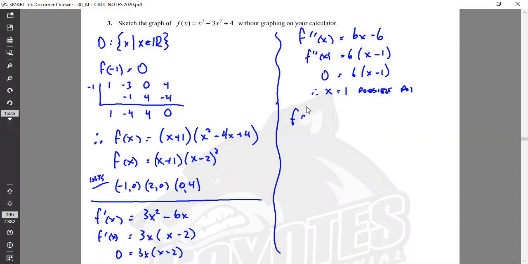So we draw a number line. Here's 1. What is it doing to the left and to the right? Left of 1, when x is 0, this becomes negative. And then greater than 1, if x is 2, this is positive. So this is concave down, and then it is concave up.